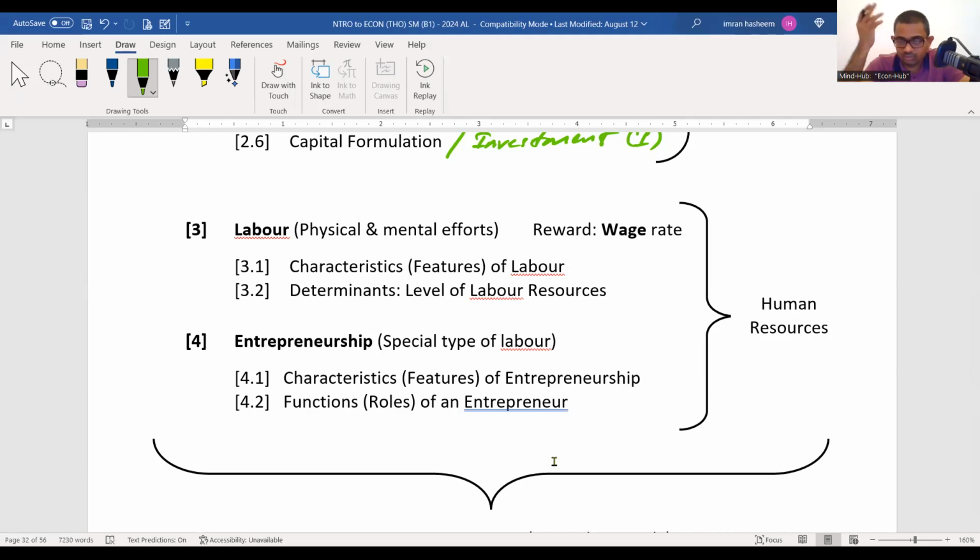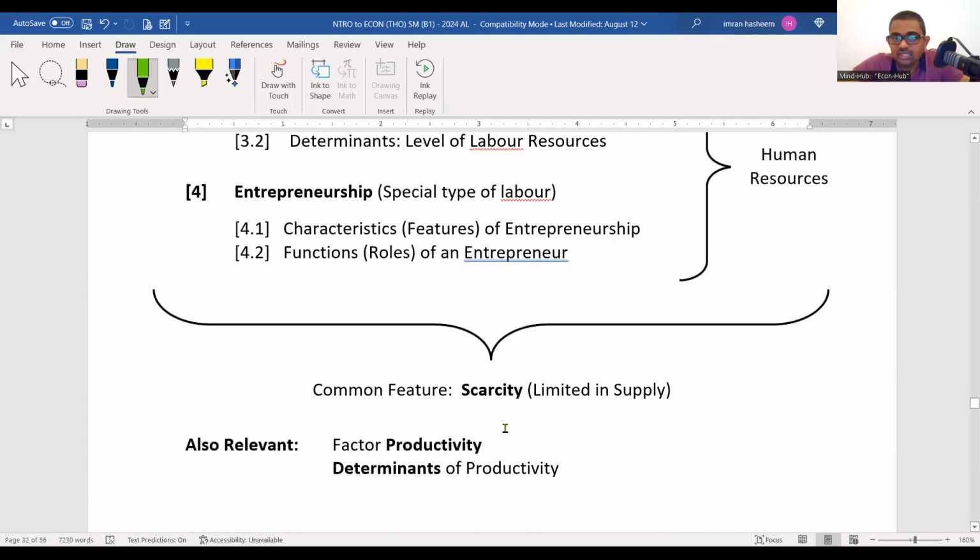So under human resources, labor, the physical and mental efforts, the reward is wages. We have to learn the definition, the description, then the characteristics. Also, what will decide a country's level of labor resource. We have a few other important things we learn there also. Then entrepreneurship, a special type of human resource, special type of labor. We have to learn the definition again, the characteristics, and the job of an entrepreneur, the functions of entrepreneurship. What is the role played by an entrepreneur?